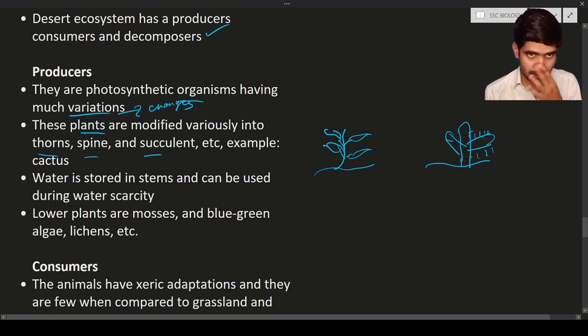So this is about producers. Why do they have such kind of adaptations? They have such adaptations so that they can live in the desert area. And succulent means their body is very mucilaginous, and they store a large amount of water. Lower plants like mosses, blue-green algae, lichens, everything is there in the producers.